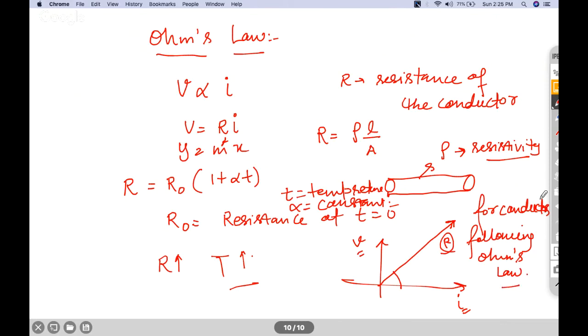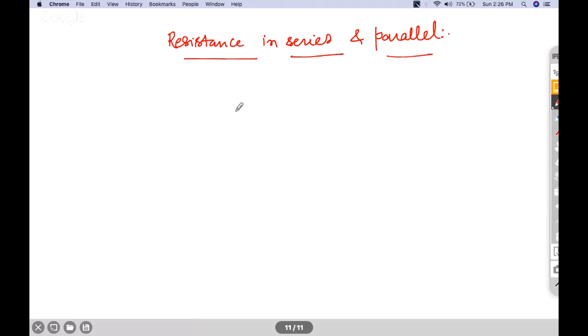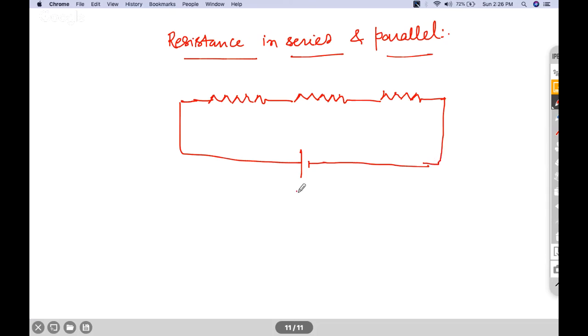So as we have studied Ohm's law over here, let me get into resistance in series and parallel. So resistance in series would look something like this. I have already explained to you that resistance in series means same current should pass through all the resistors.